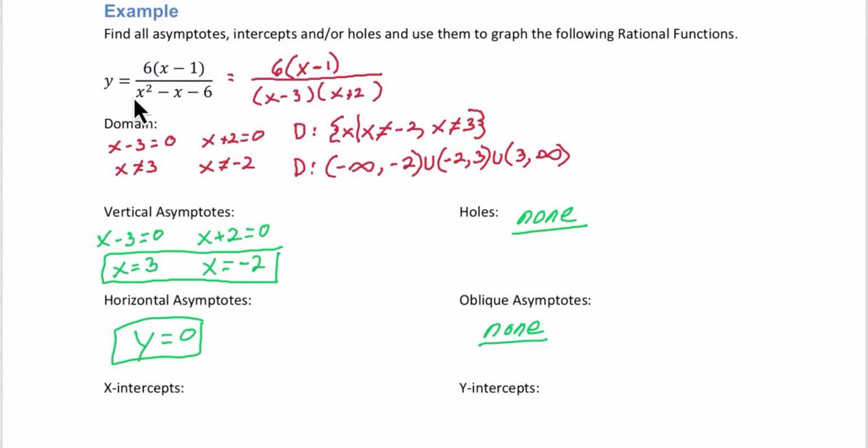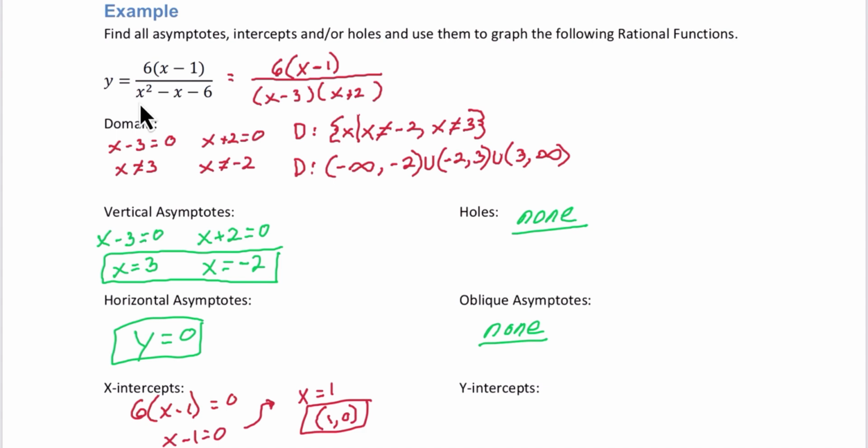To find x-intercepts, like always, we set y equal to 0. But since this is a rational function, we can take a shortcut and just look at the numerator and set the numerator equal to 0. So 6 times x minus 1, we'll set it equal to 0. We can divide both sides by 6. x minus 1 equals 0, and then add 1 to both sides, x is equal to 1. So our x-intercept is (1, 0).